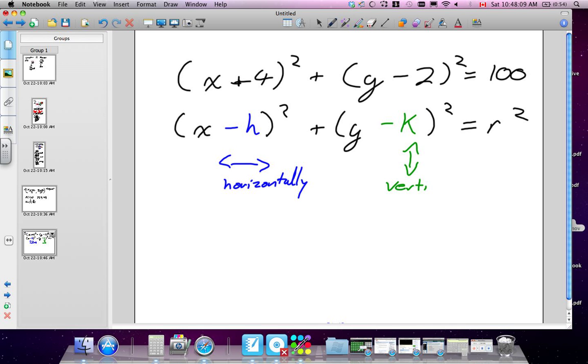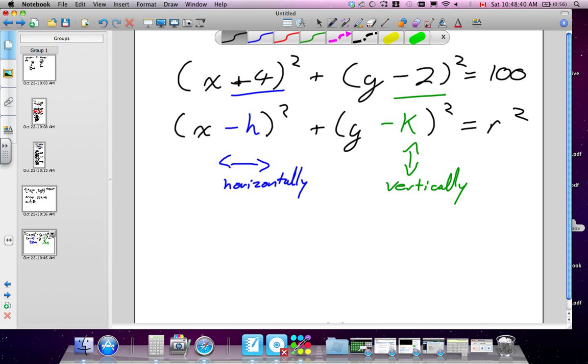So according to our other question above, our h is what number? 4. Let's think of it as 4 right now, positive 4. And your k is negative 2. When we go to find the actual center of this circle, we always use what in comparison to these numbers?